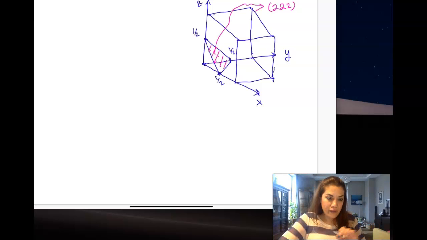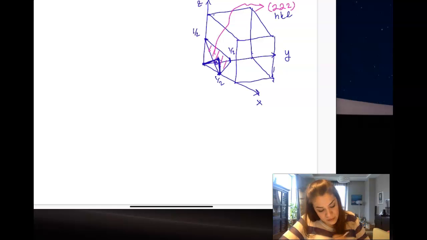If I draw a vector perpendicular to it, a 2, 2, 2 vector, or just the vector perpendicular to the plane, right? If I somehow draw a length from this corner on that plane, the angle between these two vectors should be 90 degrees, right? Because I specifically draw a vector with the same HKL indices, perpendicular to it.